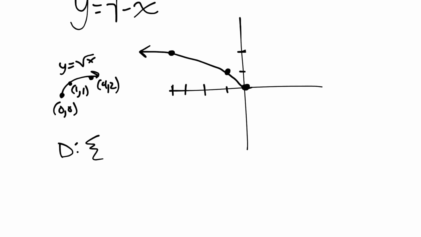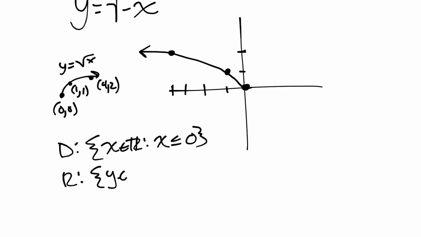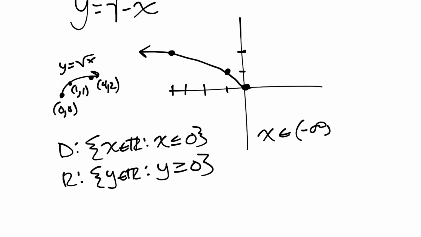Domain in set builder is going to be x in the set of real numbers, such that x is less than or equal to 0. Range in set builder would be y in R, such that y is greater than or equal to 0, because now we have only positive numbers or 0. If I'm doing interval, x is in the interval going from negative infinity all the way up until 0 and including it. Y is in the interval going from 0 and continuing on forever in the positive direction. So kind of a little flip-flop there.